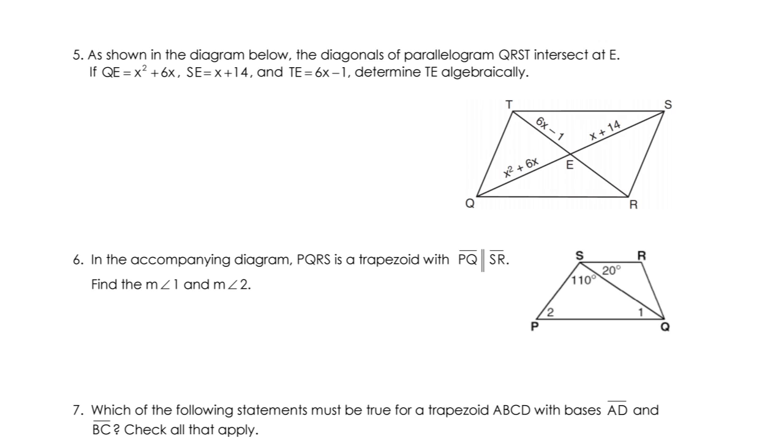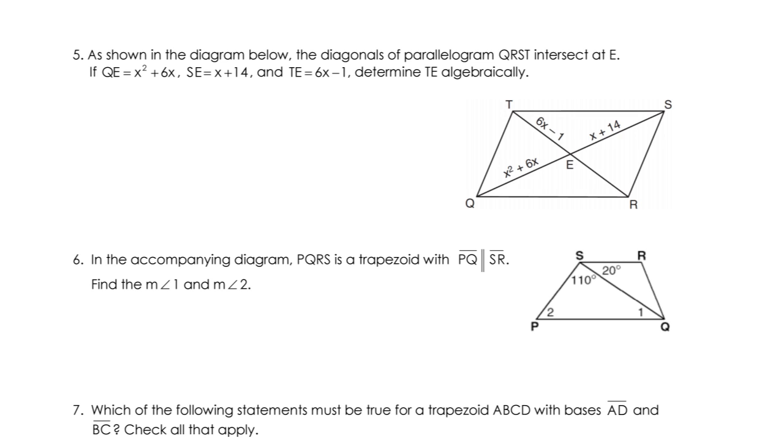All right, we're on the back side of day 2 notes for Unit 6, and it says, as shown in the diagram below, the diagonals of QRST intersect at E, and it says that QE is x squared plus 6x, and so right there, that square term already tells me this is going to be a factoring question. SE is x plus 14, and TE is 6x minus 1, and they want you to determine TE algebraically.